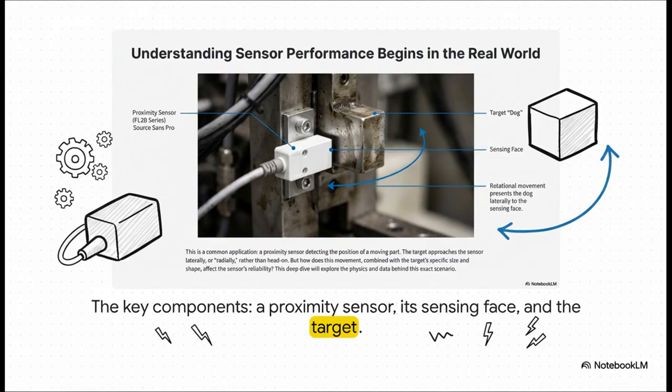Okay, so here are the key players in our little drama. First, you've got the proximity sensor. That's our electronic eye. Then you've got its sensing face, the part that actually sees. And finally, we have the target, which is often called a dog. That's the thing the sensor needs to detect. And here's a crucial detail. The dog approaches the sensor from the side, laterally, as the turret rotates into position.